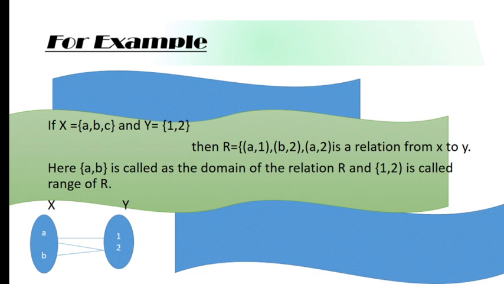The set of elements of X is the domain of the relation R. In this example, the set of elements a, b is the domain of this relation R, and the set of images is called the range of the relation. In this example, the set of elements 1, 2 is called the range of this relation R.